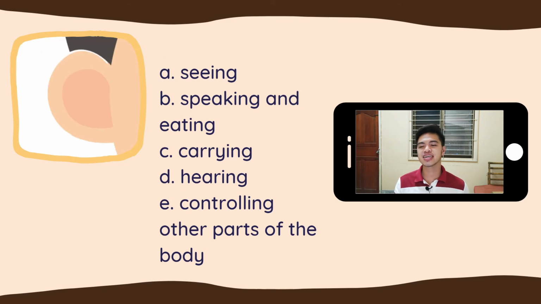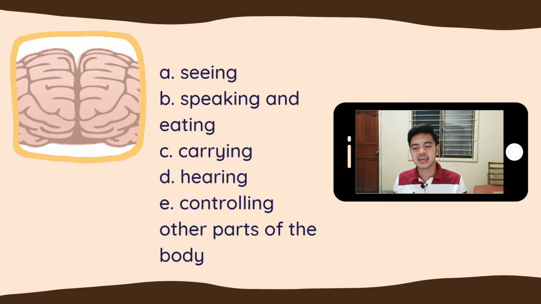So let's go to the next part. Okay, what is this for? What are the ears for? Good job! The ears are for hearing. So we can hear using our ears. Next one. What about this? It can be seen inside of our skull. So what is this? It's a brain.